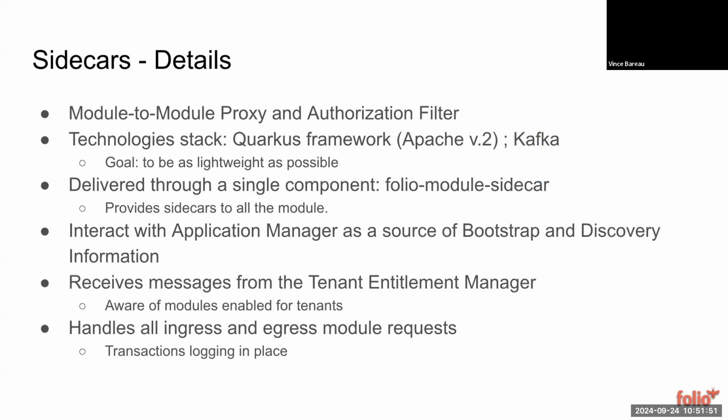So how does that work? A sidecar is essentially a module-to-module proxy and authorization filter, and I'll explain that in a minute. But as mentioned before, it's built around Quarkus. Quarkus is an open source framework that we use to build this, and it has Kafka implemented as part of its coordination. We deliver, again, a single component. Folio module Sidecar is a single module in Folio, and it provides sidecars to all the different modules, because we don't want to have to spin up an entire new module every time you put a sidecar in. So there is one place that delivers sidecars to the different modules.